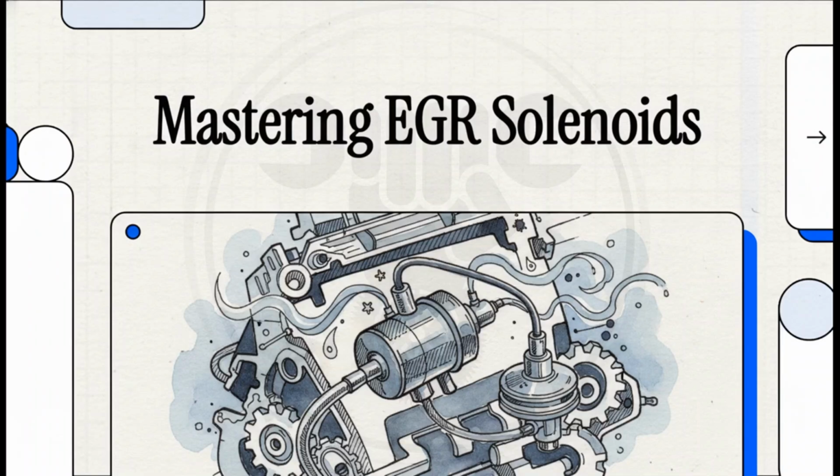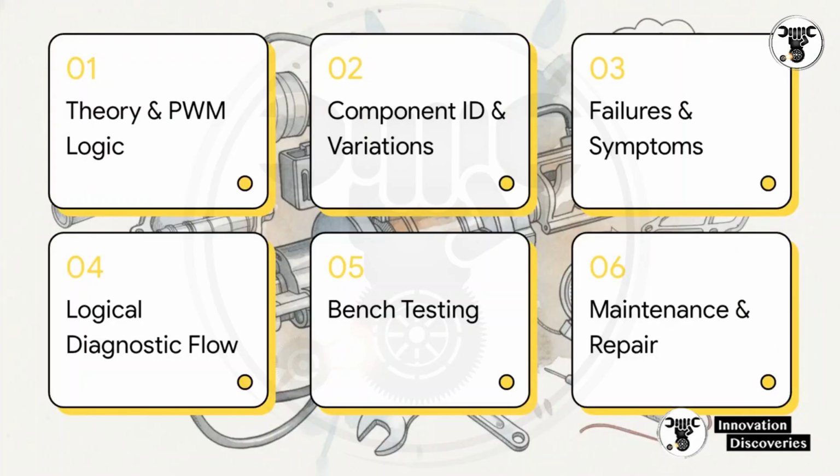If you have ever spent hours chasing a phantom rough idle or maybe a really stubborn NOx emissions failure, you're definitely going to want to lock in for this one. Okay, let's dive right in. Here is our diagnostic funnel for today. We'll start with core theory and PWM logic, move into component ID and failure modes, map out a logical diagnostic flow for the bay, cover bench testing, and then we'll wrap the whole thing up with maintenance and repair.